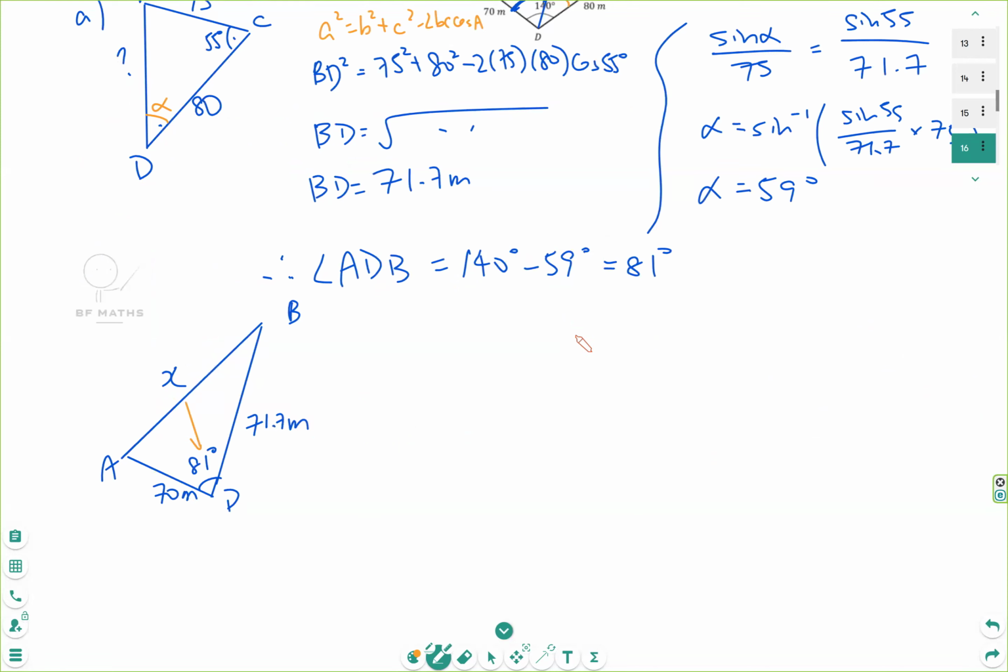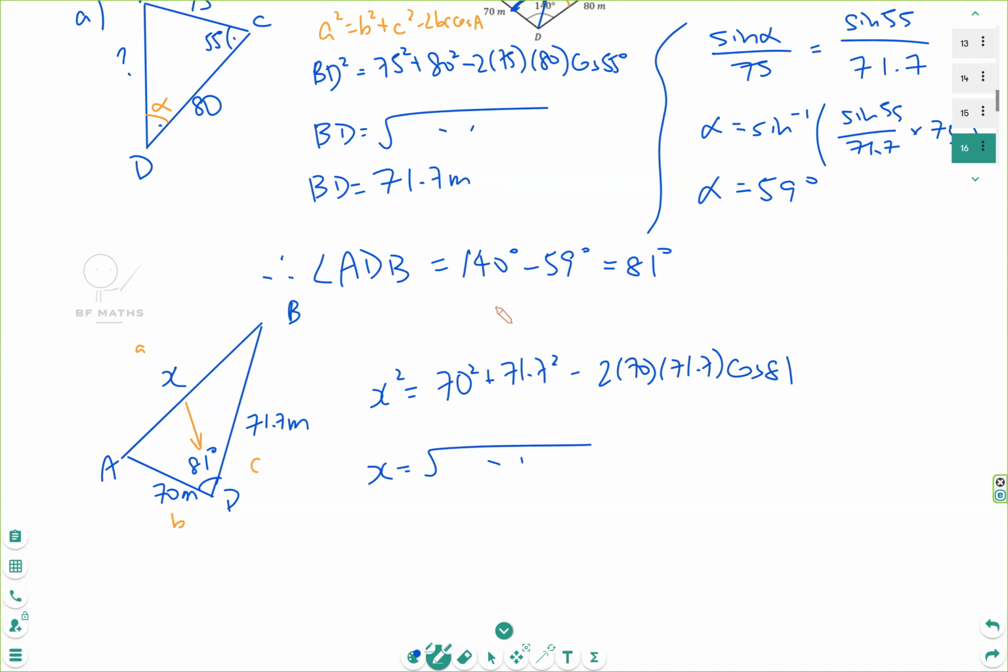Here to here, well, I know that's the cosine rule. That's the A, B, and C. So A squared, so x squared equals b squared plus c squared minus 2 times b times c cos 81. So x equals the square root of the whole thing. Put it in the calculator, and you should get 92 meters.